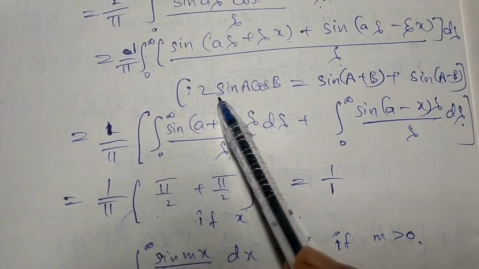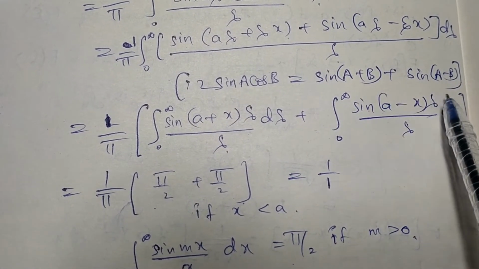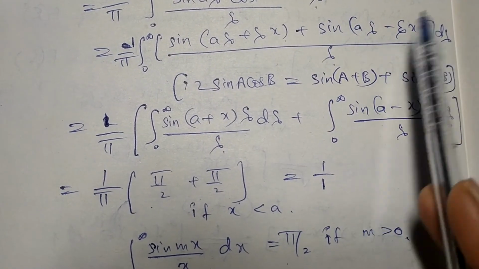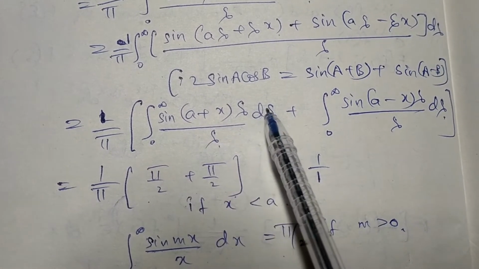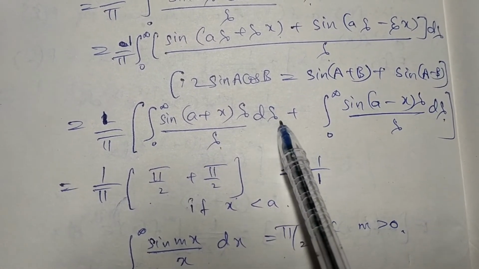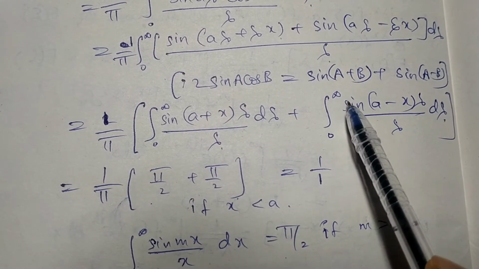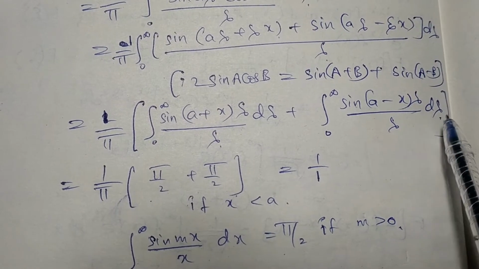So since 2 into sine a cos b equals sine of a plus b plus sine of a minus b, now here we separate this term and this term. When we separate them, we will get the integral from 0 to infinity of sine of a plus x into xi d xi divided by xi, plus the integral from 0 to infinity of sine of a minus x into xi divided by xi d xi.